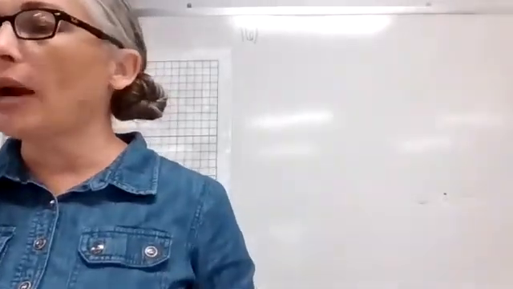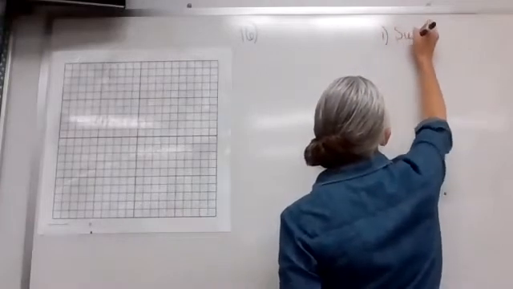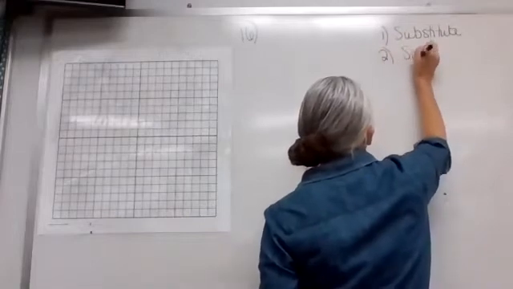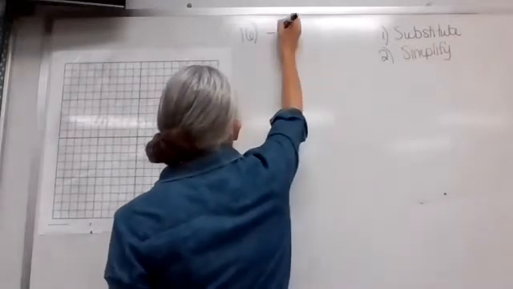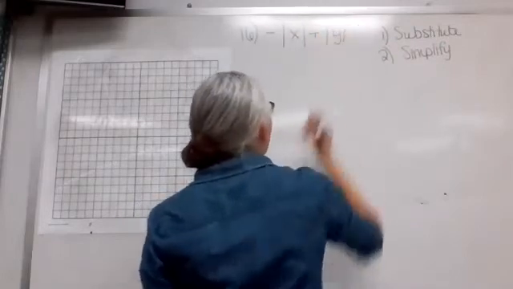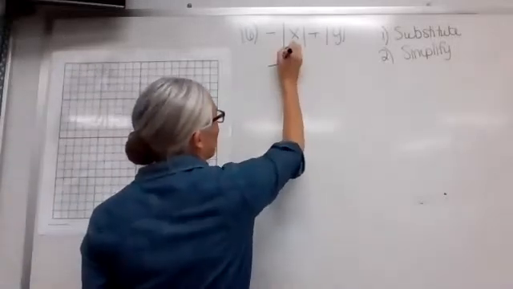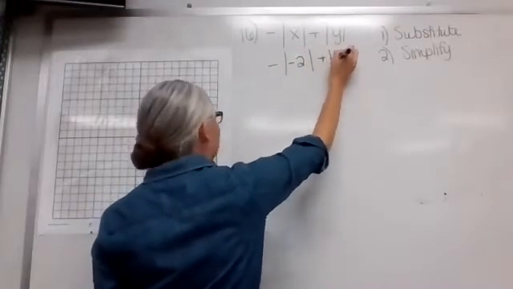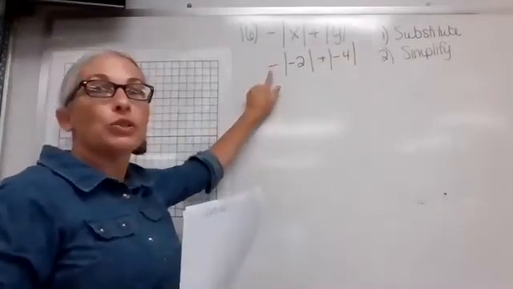So now we're evaluating expressions with absolute values. So we're going to have the same steps, substitute and simplify. Number 16, negative, or the opposite of the absolute value of x plus the absolute value of y. So let's substitute. What are we going to put in place of x? -2. What are we going to put in place of y? -4. Now, this negative sign is outside, so it has to stay there.